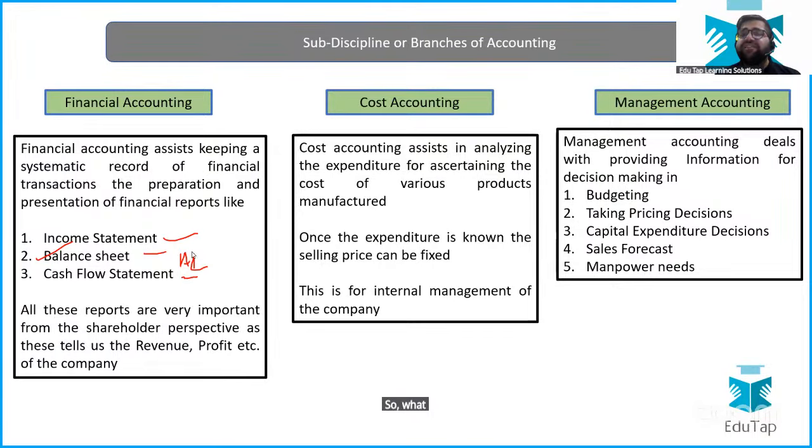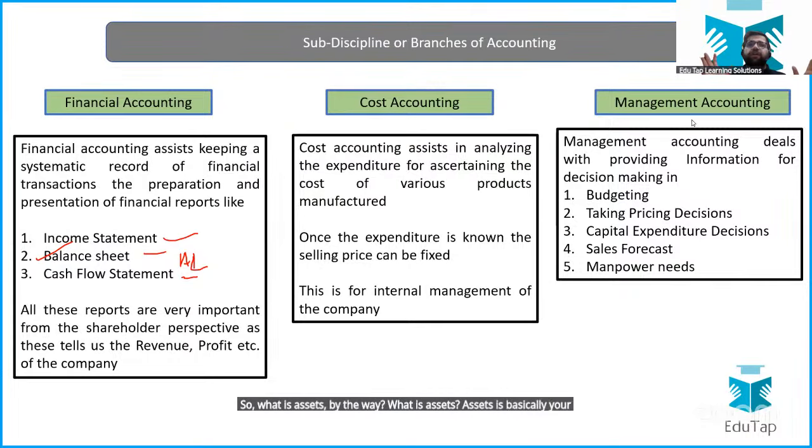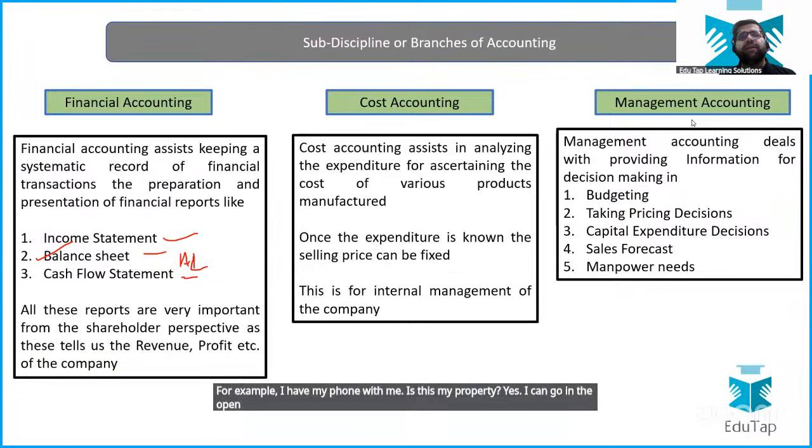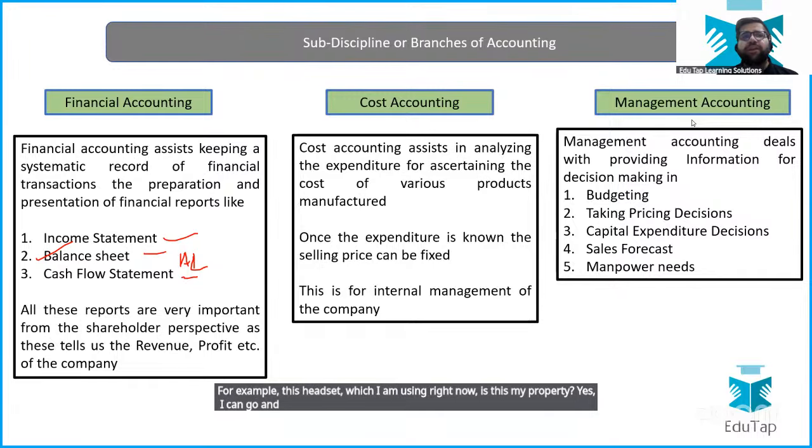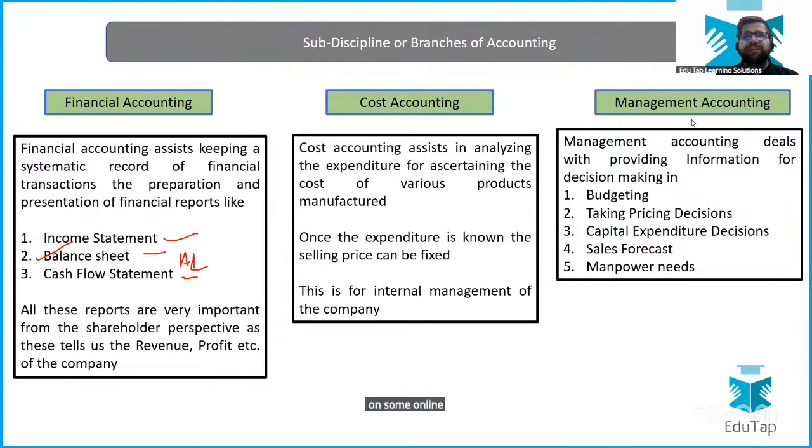So what is assets, by the way? Assets is basically your property. For example, I have my phone with me. Is this my property? Yes. I can go in the open market and I can sell it. For example, this headset, which I am using right now, is this my property? Yes. I can go and sell this headset on some online marketplace, right?